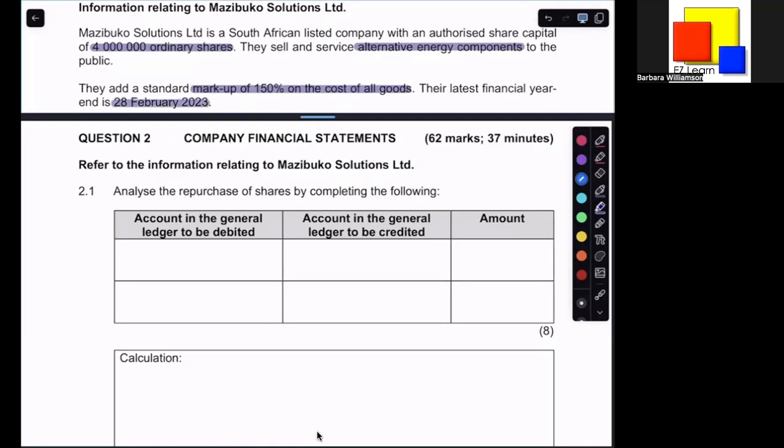Before we go on and get any other information, let's go and see what is required, because then we can take the information step by step and use it as it's given to us. 2.1 asks us to analyze the repurchase of shares by completing the following. Now, obviously, at this stage, we don't have any amounts, but we should know what accounts are involved.